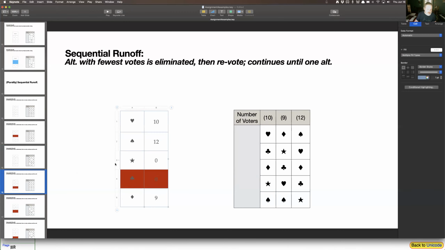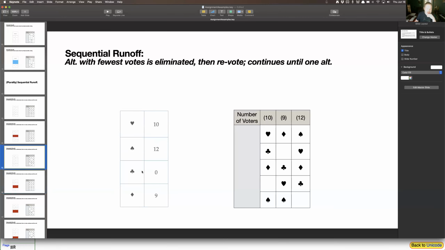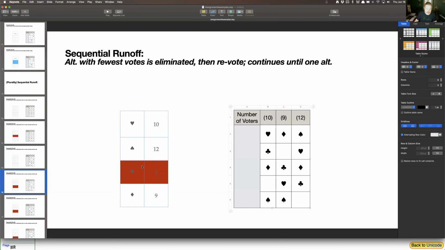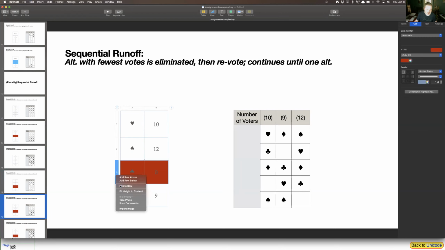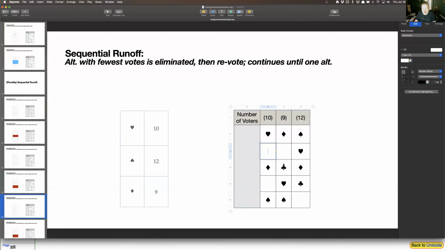Oh, I see. I left stars in here. Okay, so now clubs is the lowest vote getter. I'm going to get rid of clubs. All right, and we will see that right here. Get rid of clubs. All right.